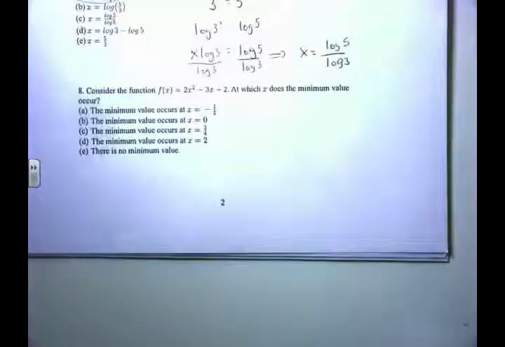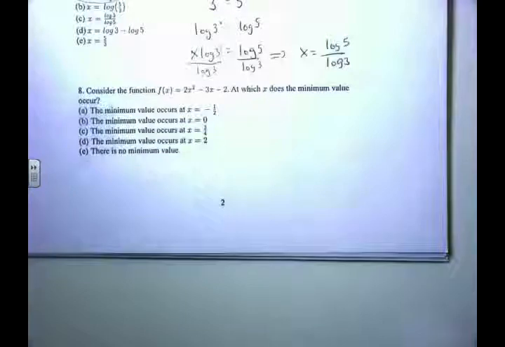Number 8 says this. Consider the function f of x equals 2x squared minus 3x minus 2. At which x does a minimum value occur? Remember, we talked about this in terms of maximizing, minimizing. This is the last test we just had, chapter 4 stuff here. If they ever ask you the maximum value or minimum value, what do you give them? You give them the y coordinate of your critical point.